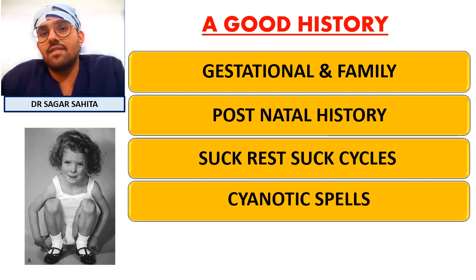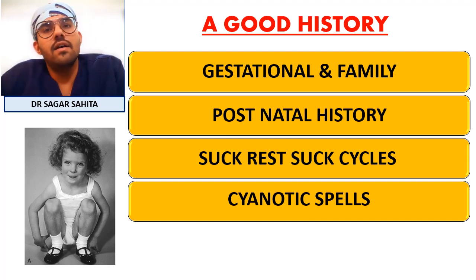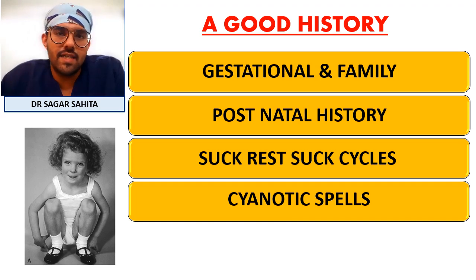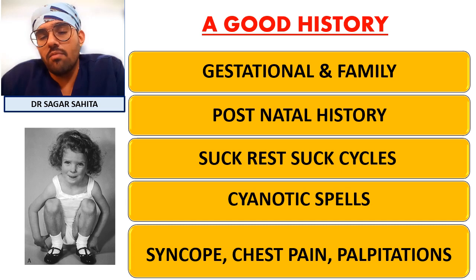A child having a cyanotic spell is a definite pointer to that child having congenital heart disease. Mostly spells occur in tetralogy of Fallot, but they can occur in other conditions with Fallot physiology. Finally, syncope, chest pain and palpitations are also some common complaints which we get to see in older children.